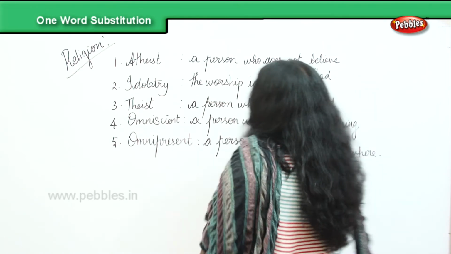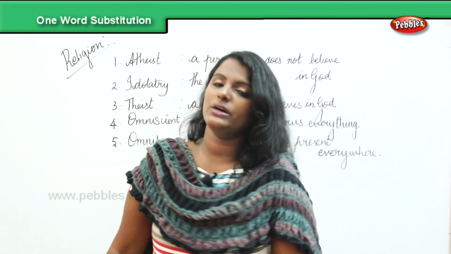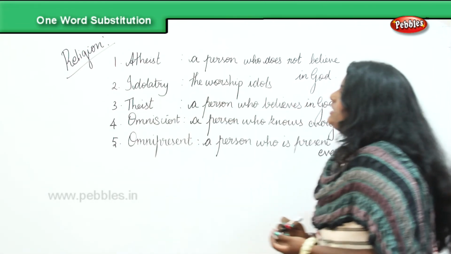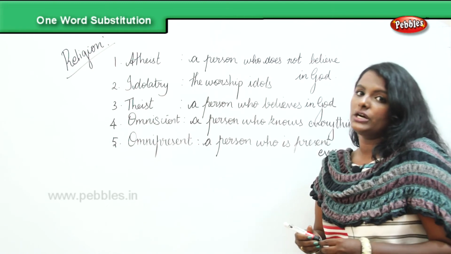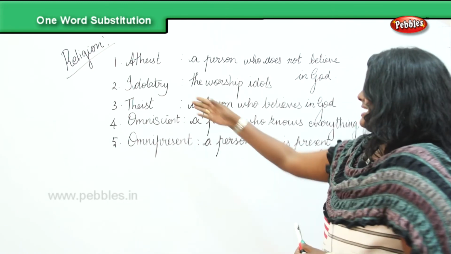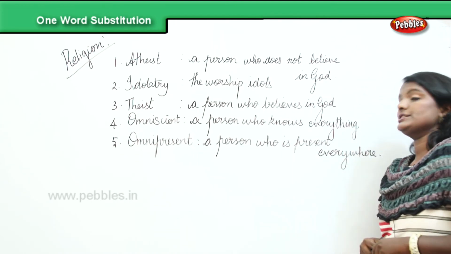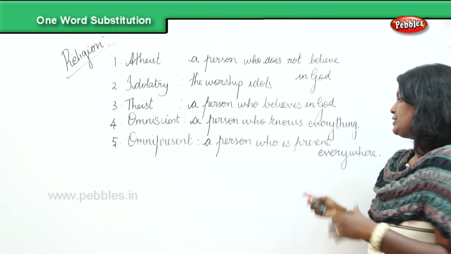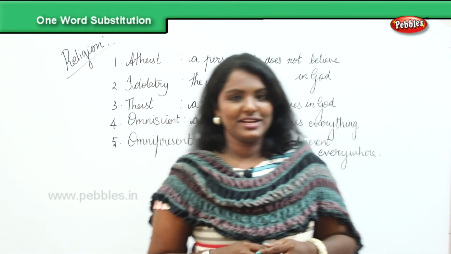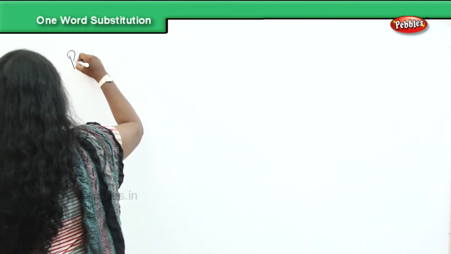These are the examples of a few words that are related to religion, one substitute words. Atheist is a person who does not believe in God. Idolatry is the worship of idols. Theist is a person who believes in God. Omniscient is a person who knows everything. And omnipresent refers to a person who is present everywhere. Let's move on to the next set of words related to professions.